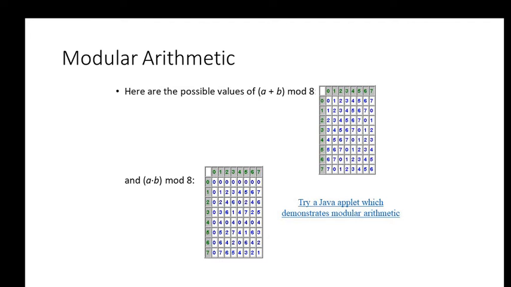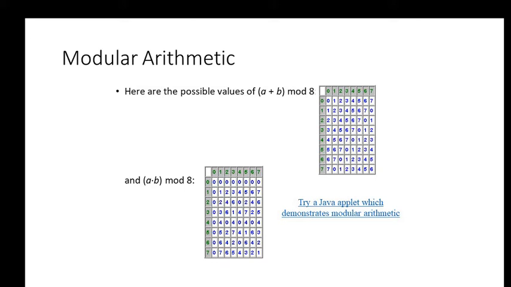For example, we'll take some random numbers. 6 plus 6, that is 12. 12 mod 8 is 4. And we'll take another example. 5 plus 4, that is 9. 9 mod 8 is 1. Like this, that is the table for modular addition.